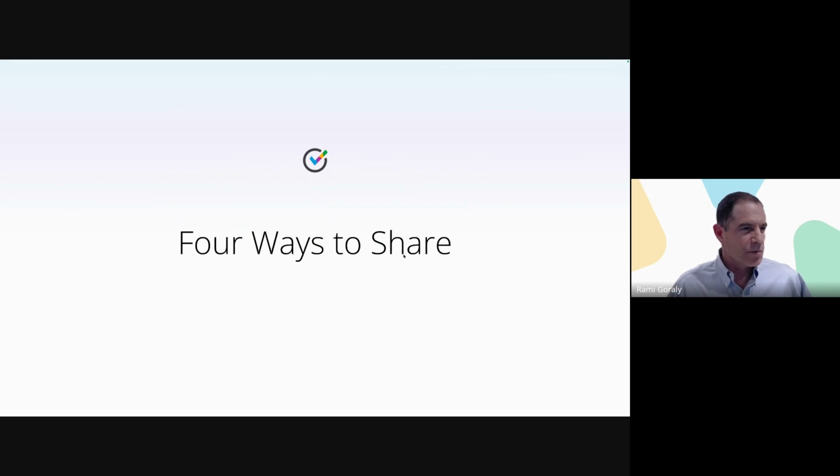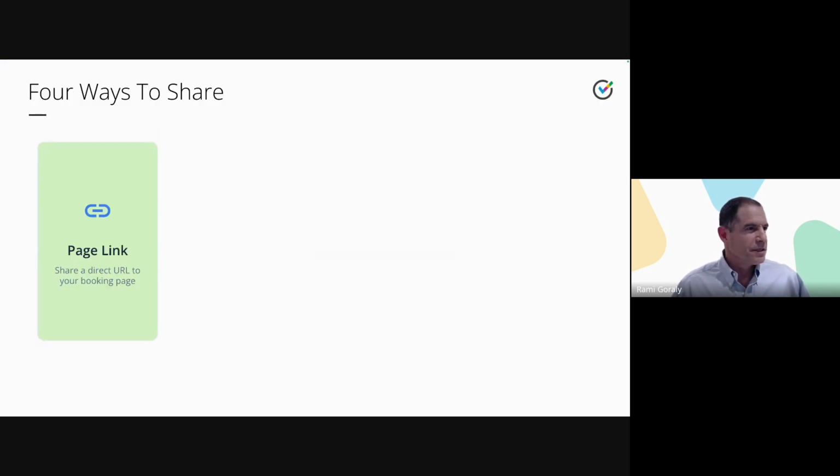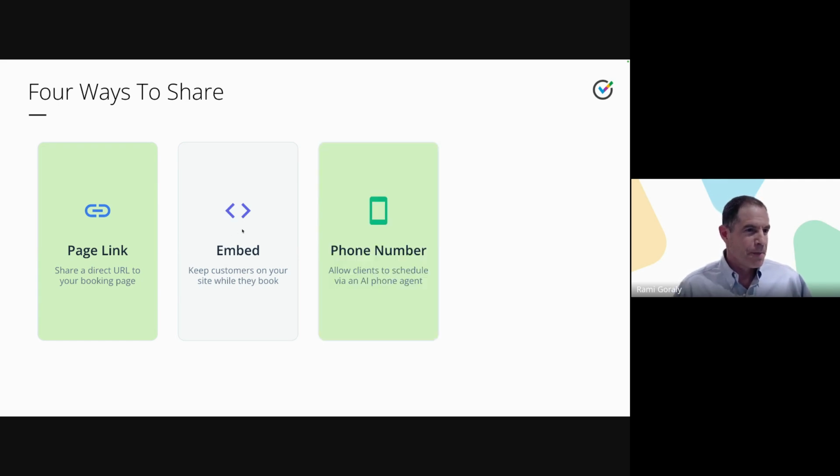Okay, so let's talk about the 4 ways to share. The first way to share is a link. We all know the booking page link. It can be shared as a standard link, or it can be parameterized. We'll see all that. Then there is embed. There are a lot of new developments coming from the AI direction that make embed very attractive. We will talk about them.